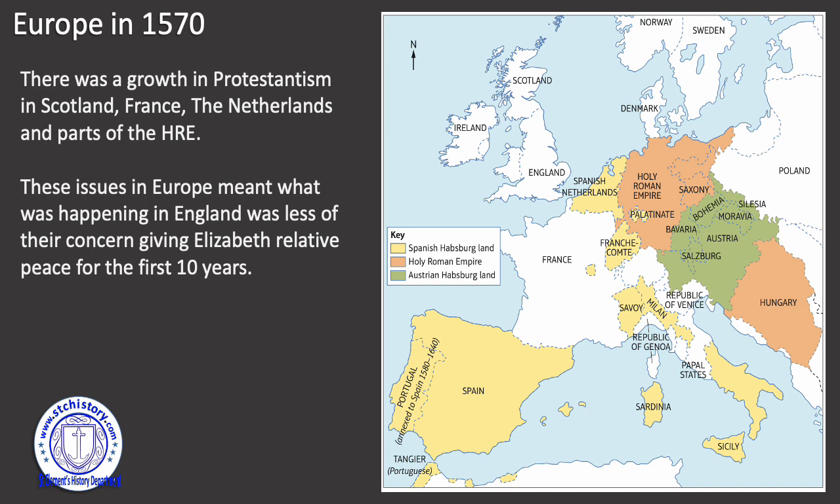For 10 years, as we know, Elizabeth hasn't really had many real problems at home. The settlement was quite good. It's only recently, isn't it, with Mary Queen of Scots arriving and the Pope's Papal Bull, where things have started to get a little bit hotter. So that's the situation in Europe, just to give you some context before we go into this lesson.